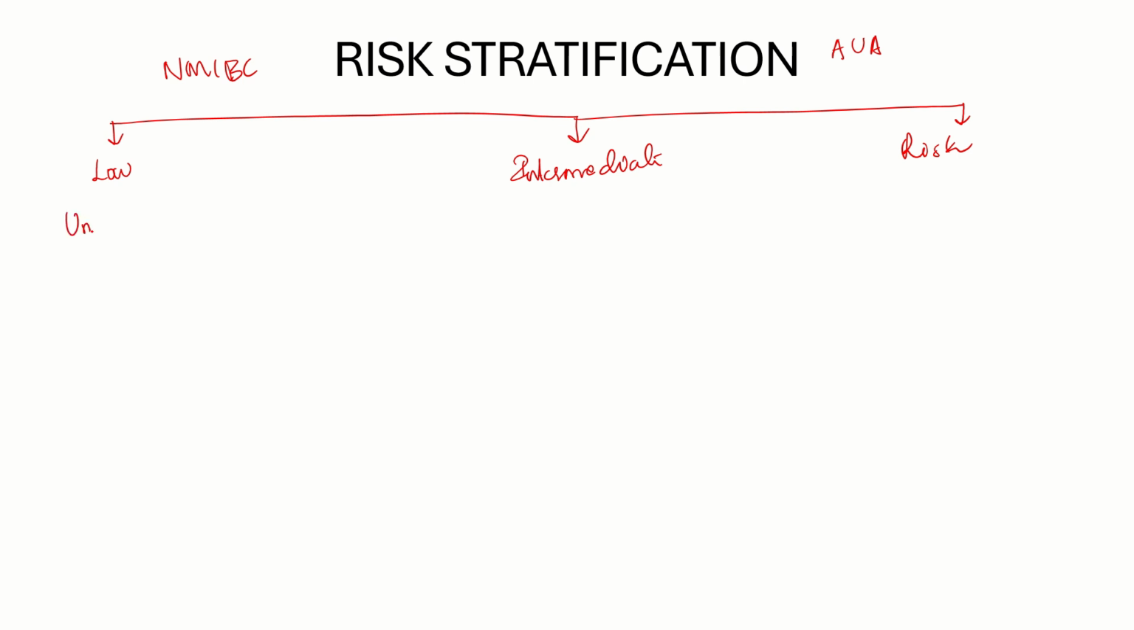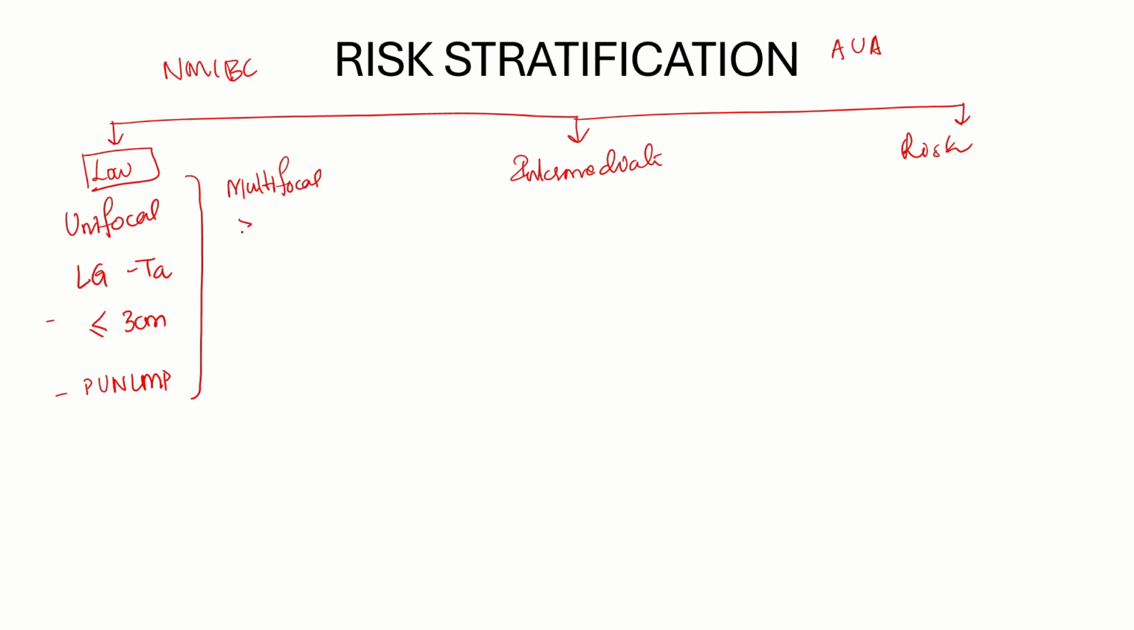Tumors which are unifocal, low grade, TA that are less than or equal to 3 centimeters are included in the low risk group, and tumors that are papillary urothelial neoplasm with low malignant potential are included in the low risk group. Anything which is multifocal or more than 3 centimeters automatically gets excluded from the low risk group, and so the management differs.